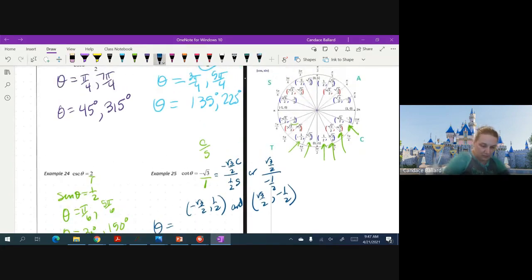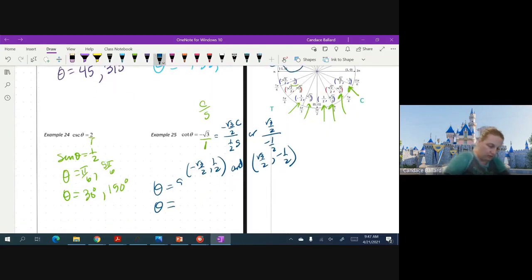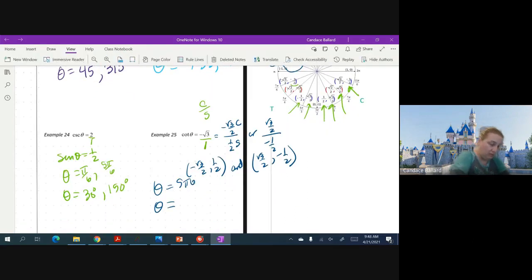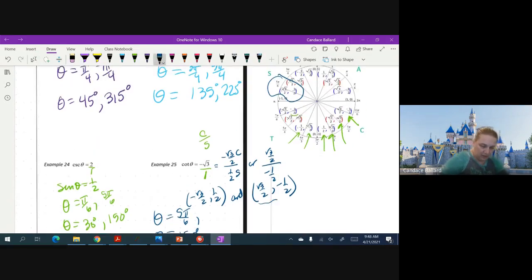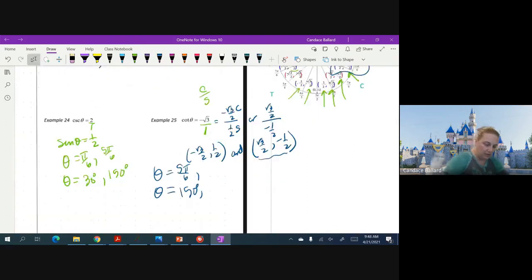So negative square root of 3 over 2, positive 1/2. Oh, look, here it is. That's the exact coordinate. 5 pi over 6, or 150. And then let's see. I need to find positive square root of 3 in the x, and negative 1/2 is right there, 11 pi over 6. Or let's see, 330. Make sure my degrees are right.